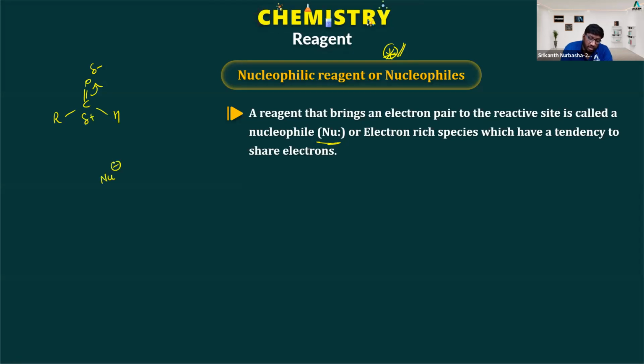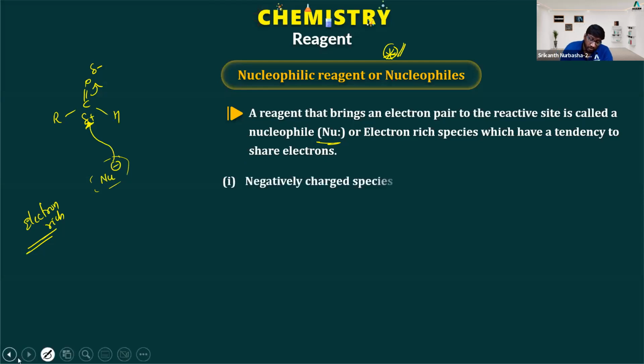There is a species like Nu minus which will bring the electron density toward the carbon. This species which can bring the electron density is said to be a nucleophile. It is an electron rich species. Yes or no? Electron rich species which have a tendency to share the electron are said to be nucleophiles.